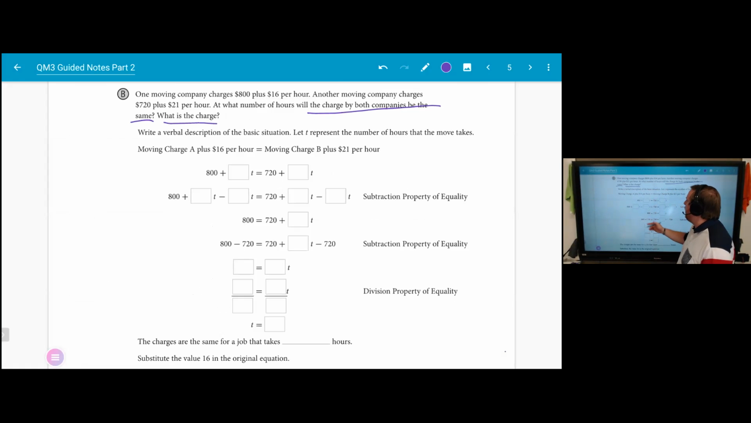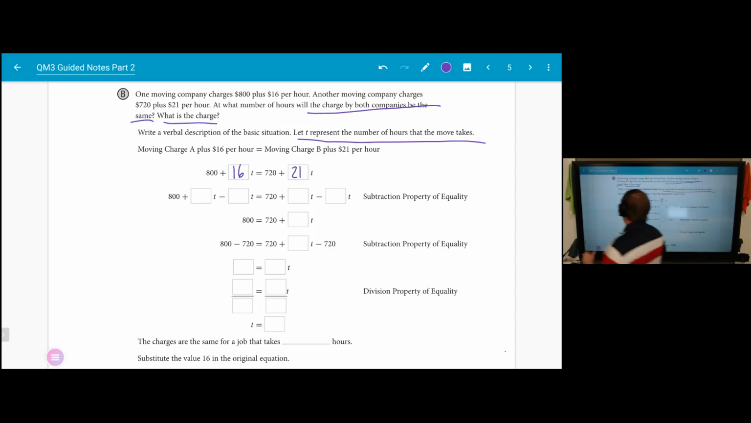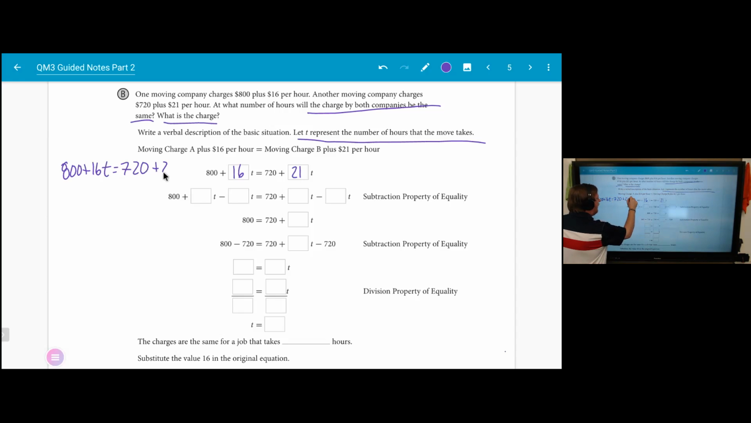Well, what's moving company A? It's 800 plus 16 per hour. We're going to call T the number of hours. I think they're getting at time. Really creative, right? So 800 plus 16T. When is that the same as 720 plus 21T? Okay, I don't like boxes, so I'm going to write this over here. 800 plus 16T equals 720 plus 21T.